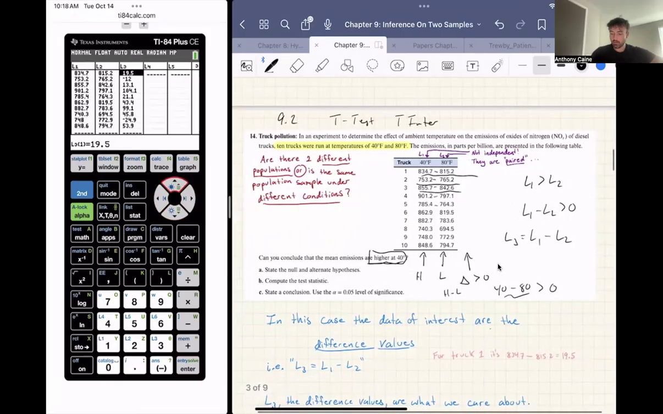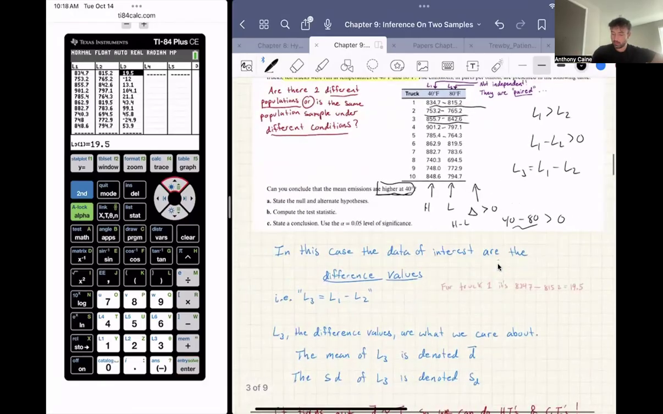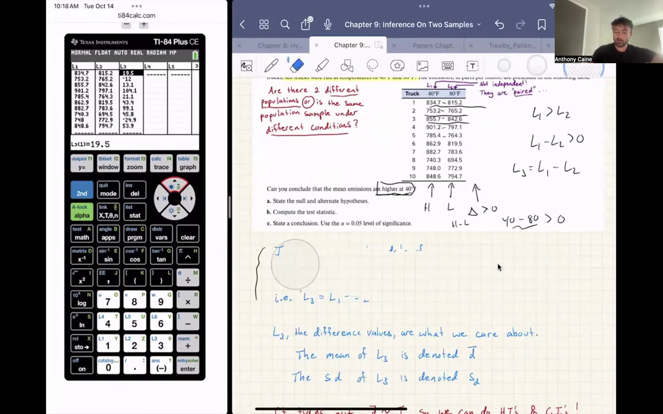So, what do I want to say about this? Nothing more. So now the L3 data is what we care about, and that's what we want to do a t-test on. All this stuff I basically said in words just now. We care about the difference values. We're teaching the calculator to calculate the difference values. Let's go through this problem.